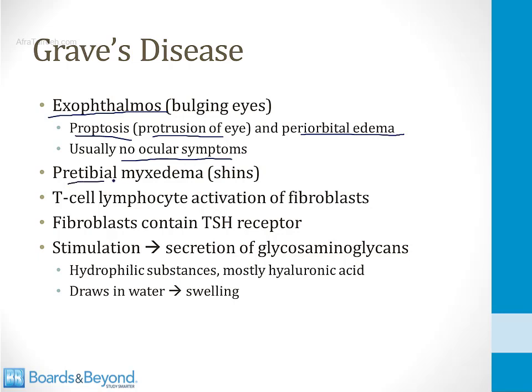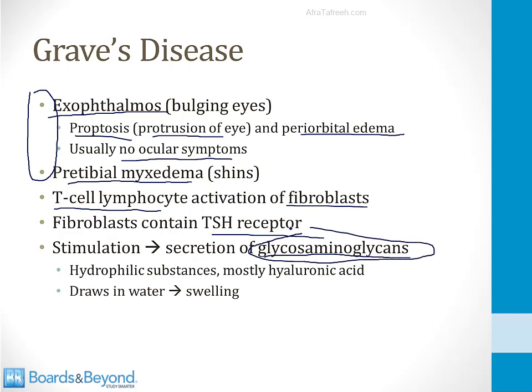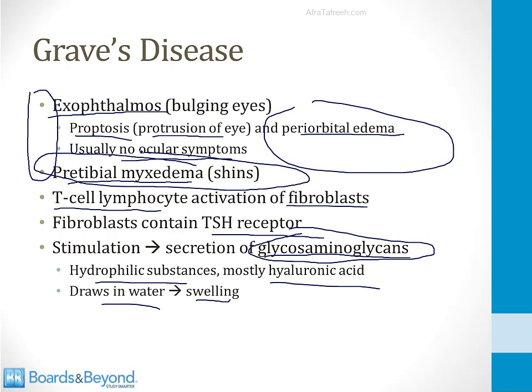In the shins, there will be pretibial myxedema, which we talked about before. This is non-pitting edema of the shins. The reason for these two findings, which are unique to Graves' disease, has little to do with the high levels of thyroid hormone. It's got to do with T-cell lymphocyte activation of fibroblasts. The activated fibroblasts contain the TSH receptor, and they become active in the setting of the TSH-stimulating antibodies. The stimulation leads to secretion of glycosaminoglycans, and this mechanism is high yield to remember for your boards. Glycosaminoglycans are hydrophilic substances. They're mostly hyaluronic acid, and they draw in water, and this leads to swelling, and that's why you get swelling around the eye. It's also why you get swelling around the shins.